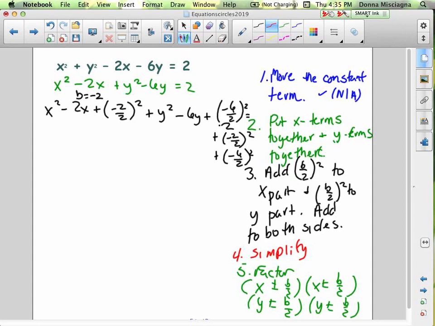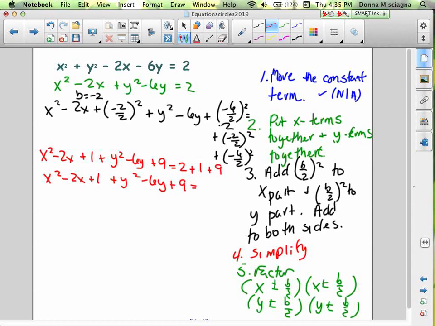So this would be x squared minus 2x. Negative 2 divided by 2 is negative 1. Negative 1 squared is 1. Plus y squared minus 6y. And negative 6 divided by 2 is negative 3. Negative 3 squared is 9. And then equals 2, plus negative 2 divided by 2 squared, that's the 1, and negative 6 divided by 2 squared, that's the 9. Now we can simplify that further. We have x squared minus 2x plus 1 plus y squared minus 6y plus 9 equals 12.